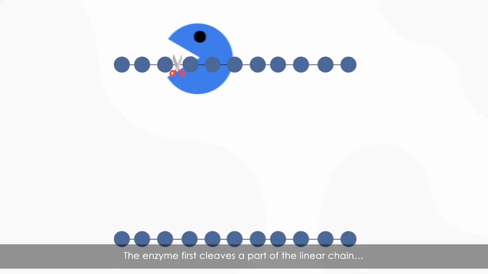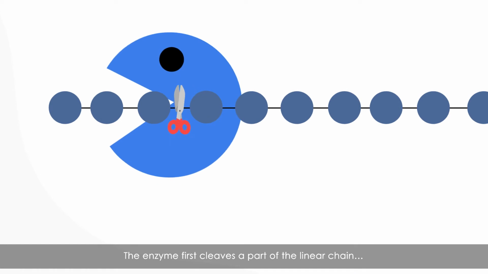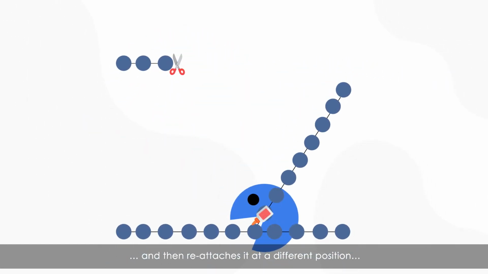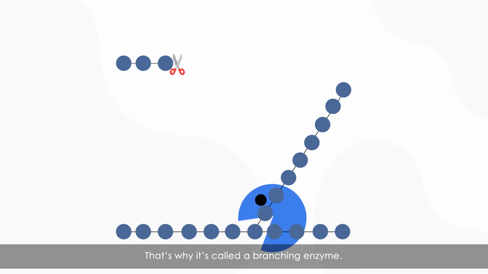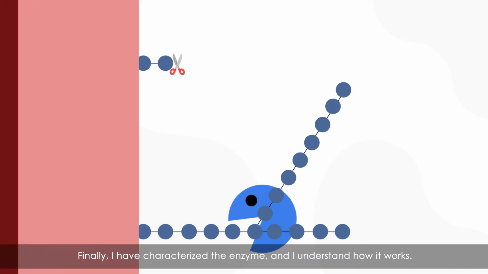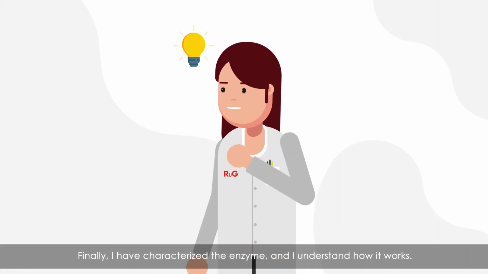The enzyme first cleaves a part of the linear chain and then reattaches it at a different position, thereby making an extra branch. That's why it's called a branching enzyme. It explains why it's used for the slowly digestible starch drink. The structure becomes more complex. Finally, I have characterized the enzyme and I understand how it works.